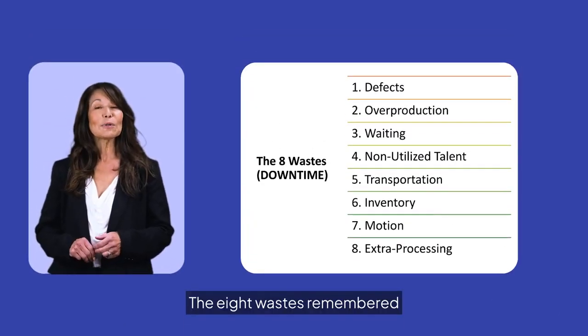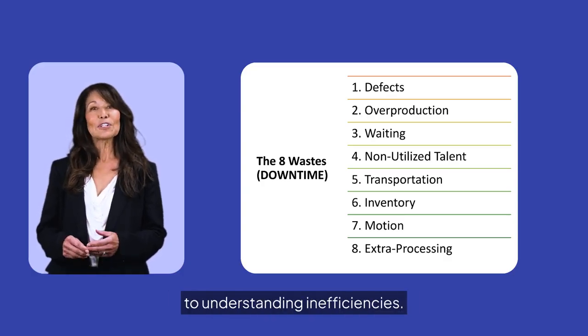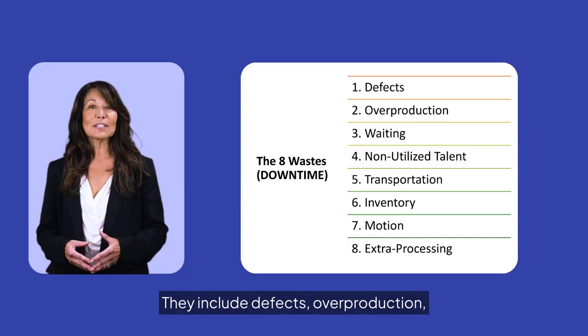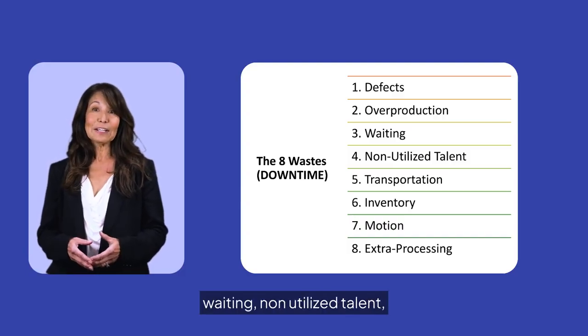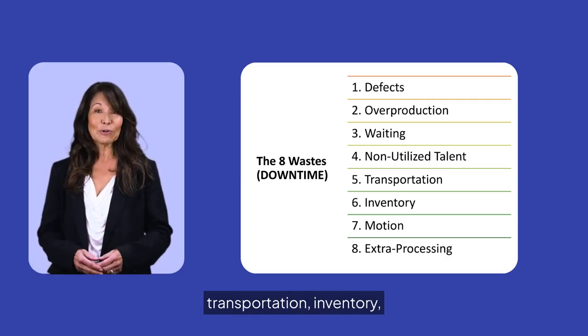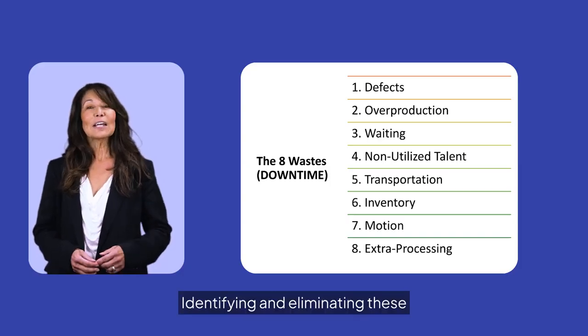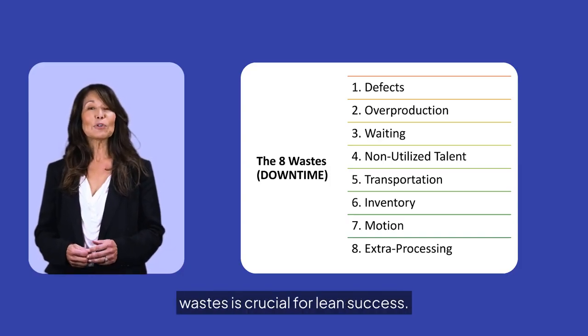The 8 wastes, remembered by the acronym DOWNTIME, are key to understanding inefficiencies. They include defects, overproduction, waiting, non-utilized talent, transportation, inventory, motion, and extra processing. Identifying and eliminating these wastes is crucial for lean success.